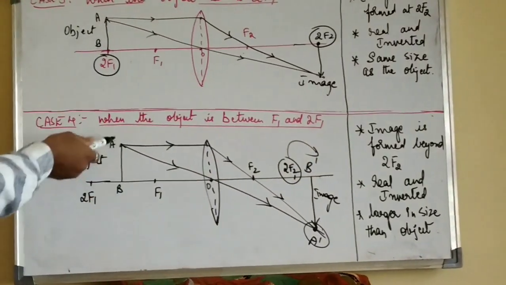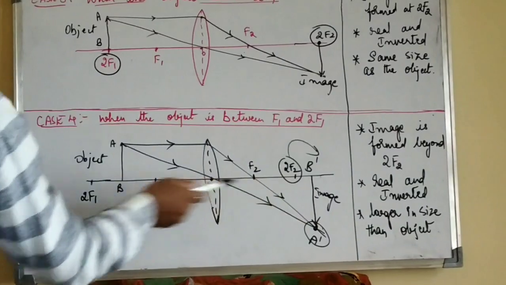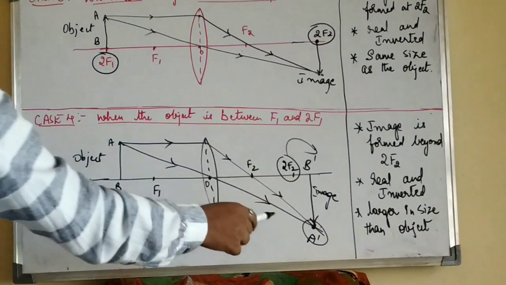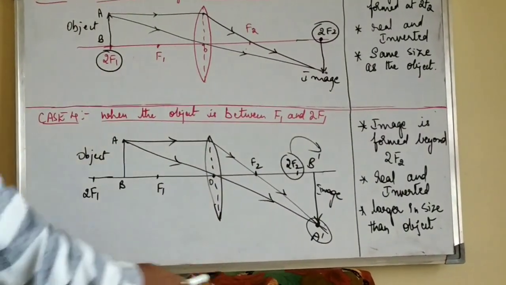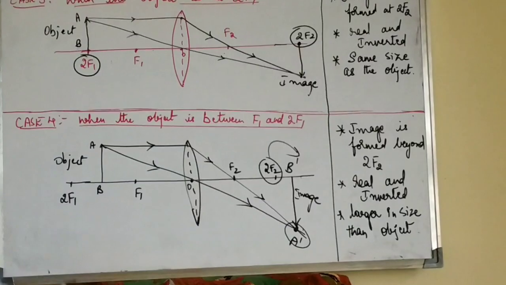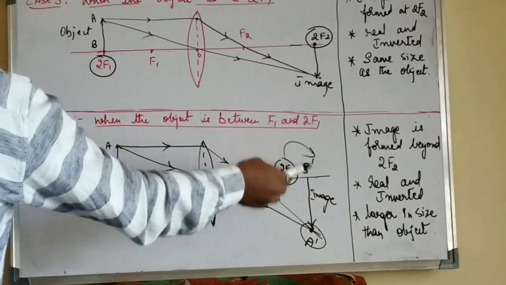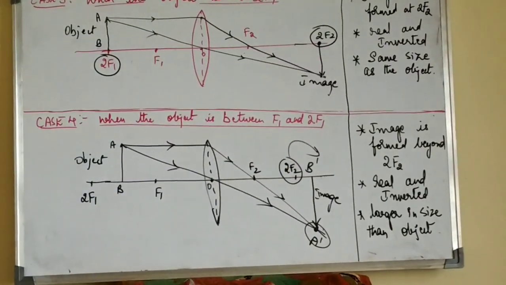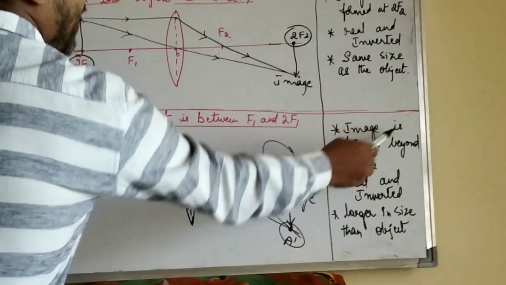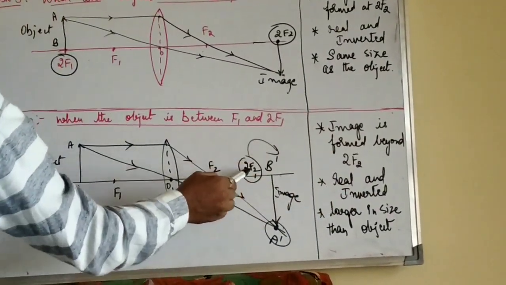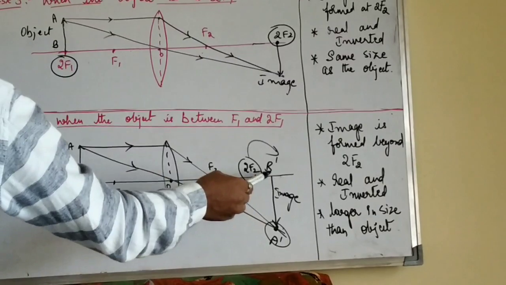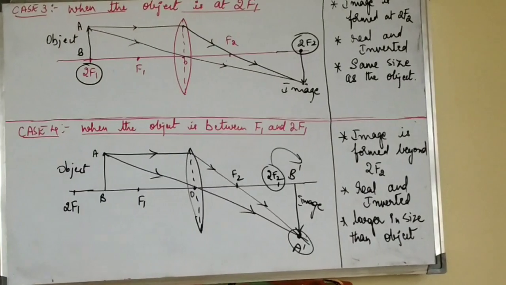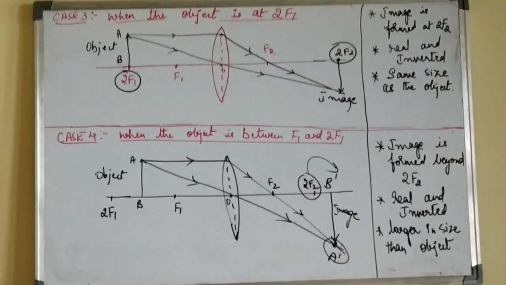Now see the size of the image. Size of the image is larger than the size of the object, means magnified. The image is real and inverted, because AB is the object and A'B' is the image. Now you can see here what the characteristics of the image are. Image is formed beyond 2F2. Then the image is real and inverted. Then the image is larger in size than the object. So that is case 4, opposite to that of case 2.